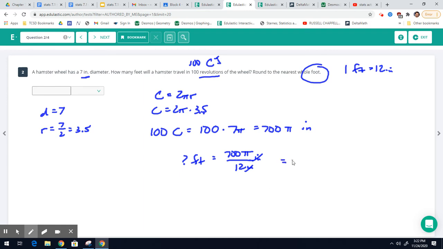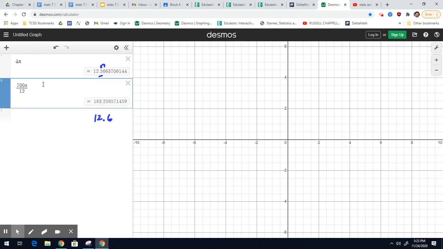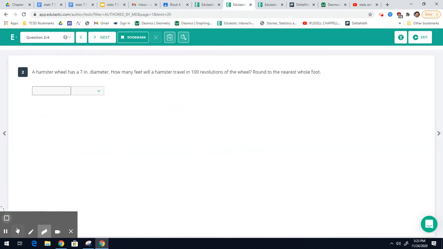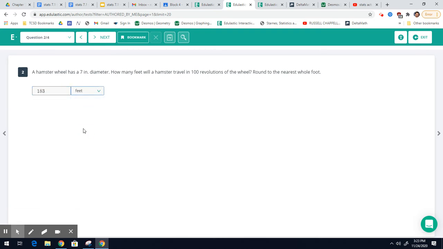And this is all going to be done without a calculator so far because I want to avoid rounding. Now I will type all this in and I will round. 700 pi divided by 12. And there it is, how many feet. It says round to the nearest whole foot. So we're looking at where the 3 is. The 2 leaves the 3 alone. That's 183 feet. So when you type this in, again, it is circumference, so it's just units, 183. And that would be in feet again, not feet squared, feet.